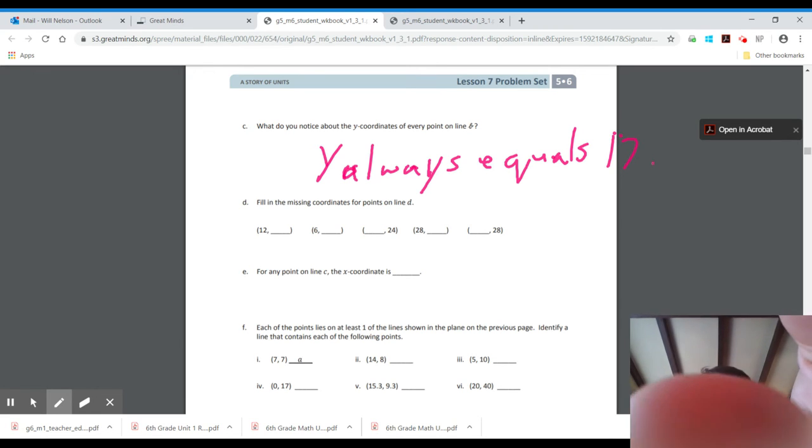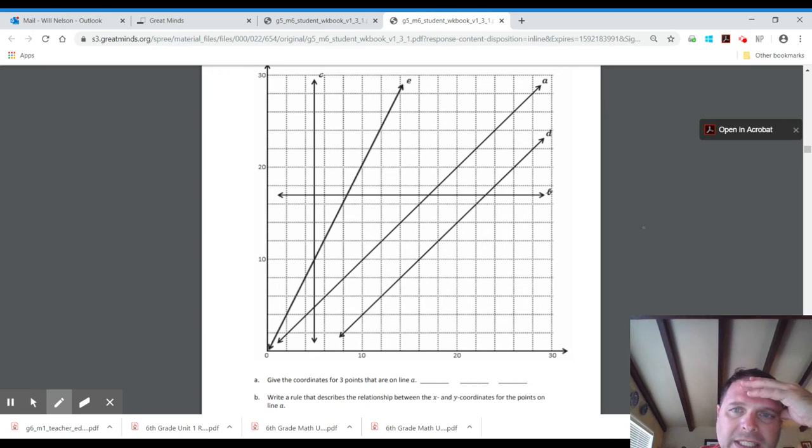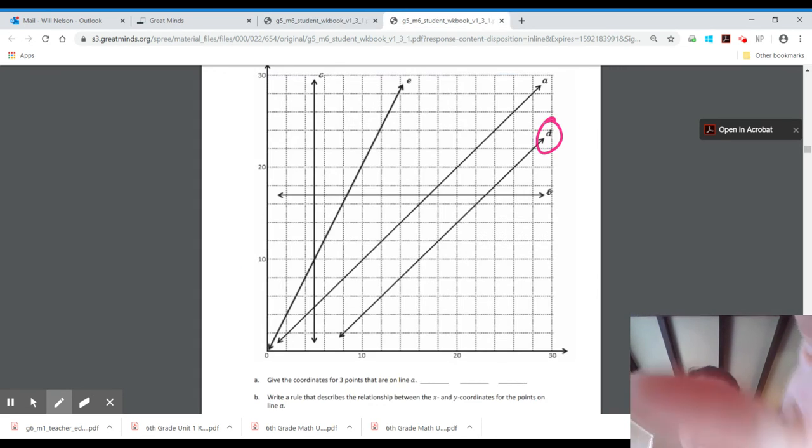Okay, so let's go back to D. I'm going to erase this here. D is right here. So it wants us to find out what those values are. The first one is 12, 6. Okay, 12 and 6.